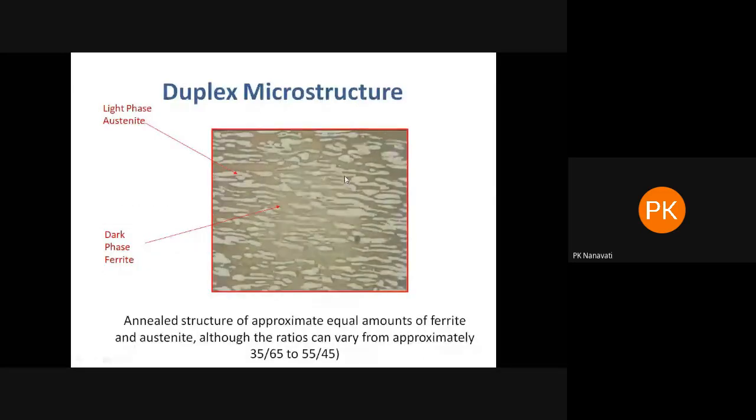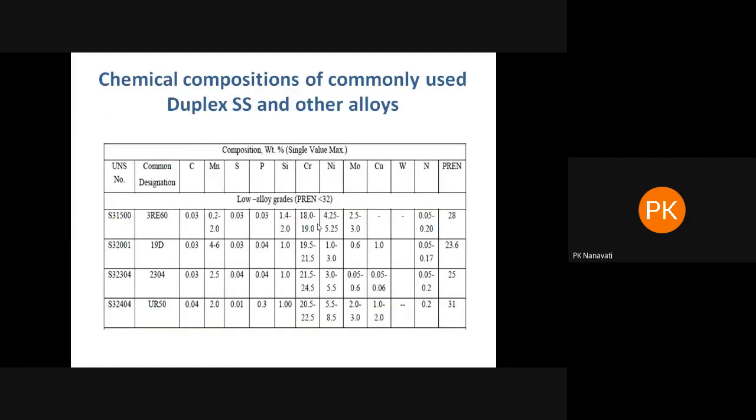So here you see a duplex microstructure. You have austenitic grains, that is the light phase, and you have the dark phase as ferrite grains. Generally, the base metal microstructure is 50-50, but the microstructure of weld metal will vary from 35 to 65, right? So you have 35 to 65 percent ferrite and the rest is austenite.